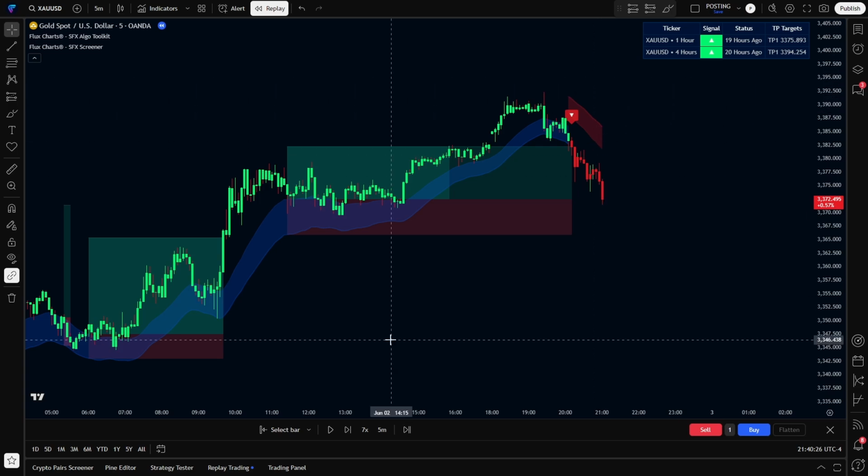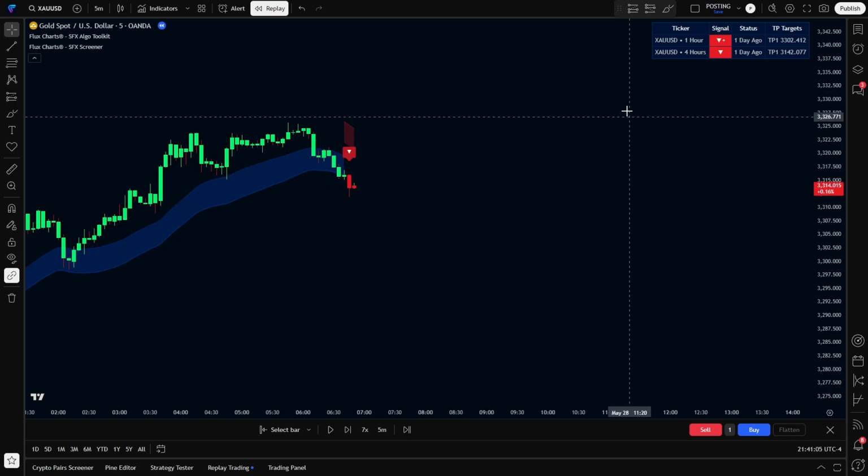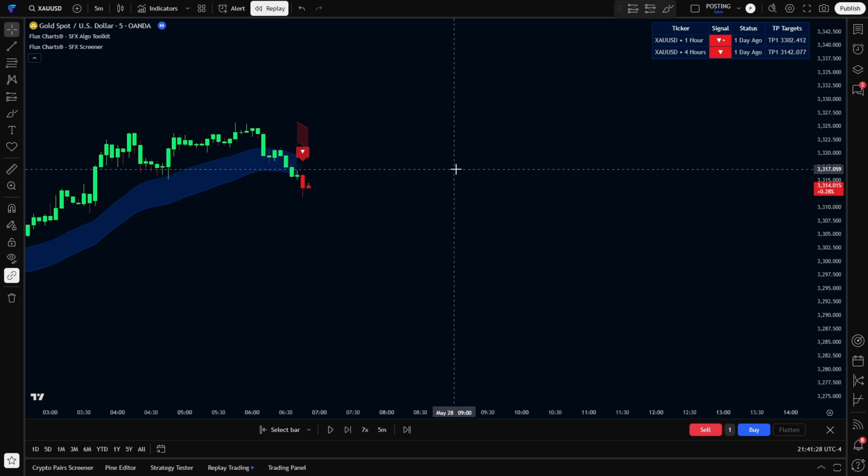So now I'll jump into some short trade examples to show you how this works when looking for sells. Okay, here we have a bearish signal on the 4-hour time frame. We have a bearish plus signal on the 1-hour time frame. So both of our higher time frames are bearish, confirming that we are only looking for sells on the lower time frame. And then on our 5-minute chart, we actually get a bearish signal from the SFX Algo Toolkit. So now the last thing we're going to do is wait for price to retrace back to this bearish Gauss ribbon, and that's where we'll take our sells.